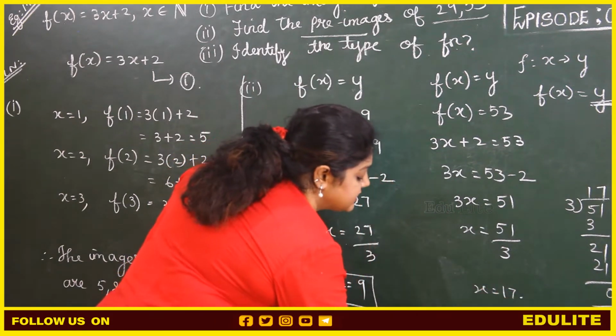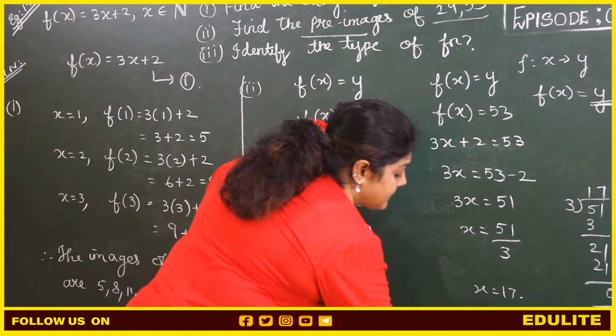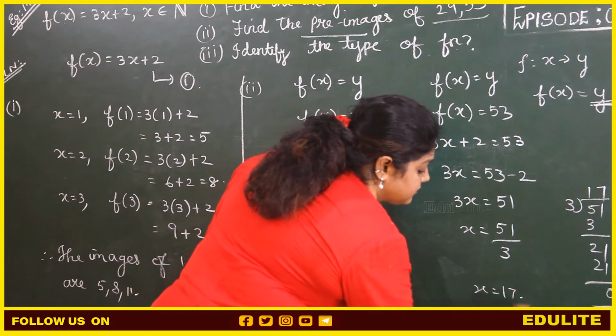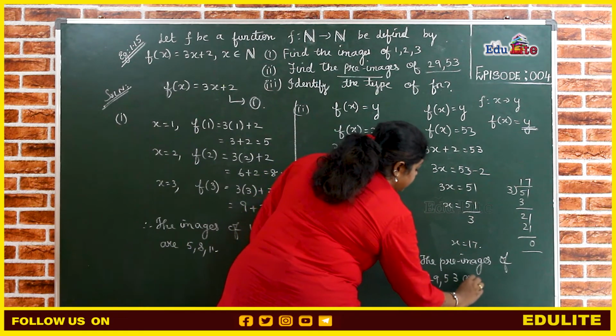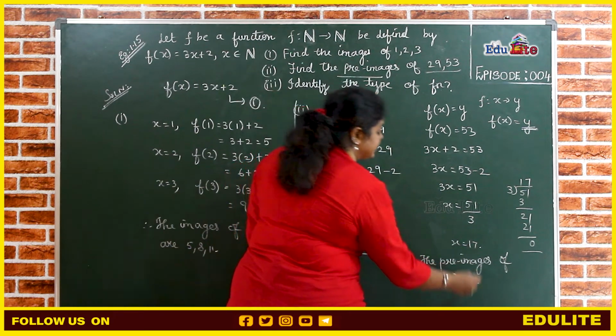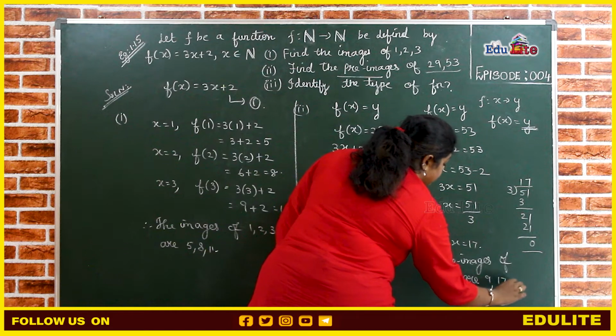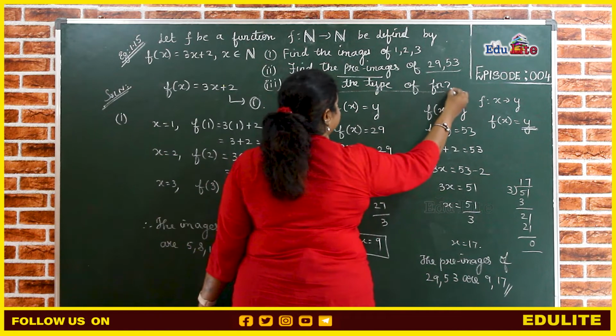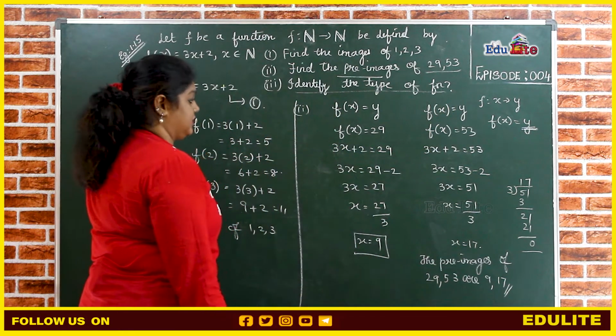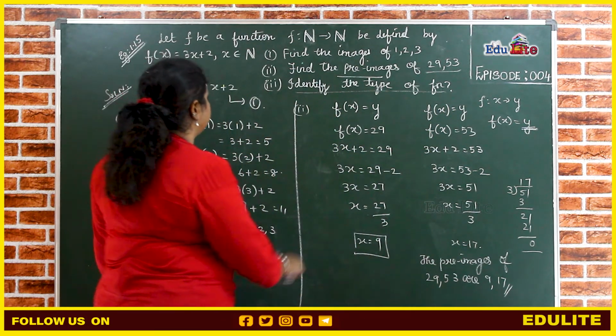The pre-images of 29 and 53 are what we got, 9 and 17. And in the third subdivision, what we have to do is identify the type of the function. Let us do so.